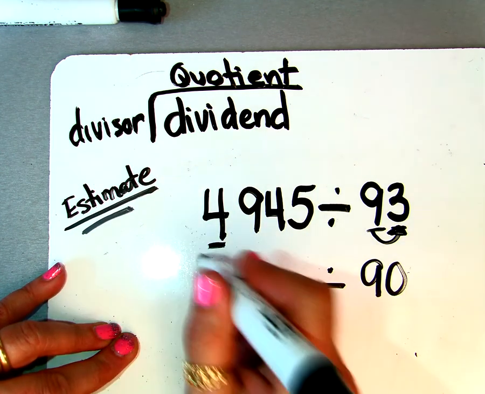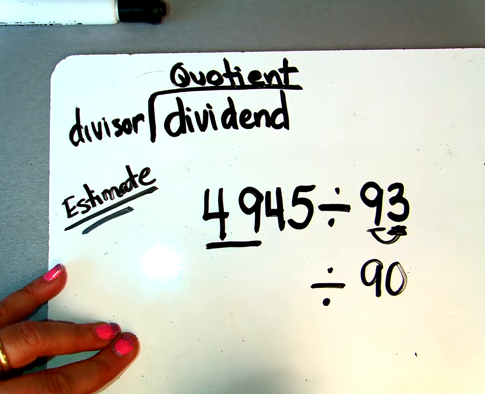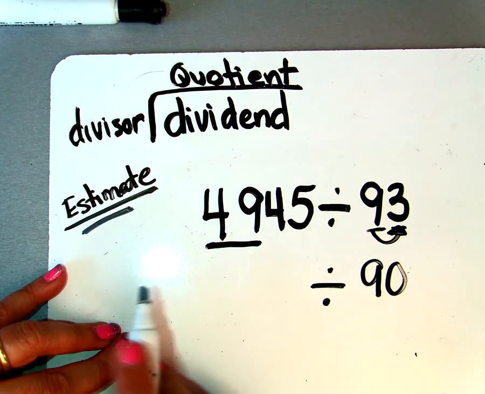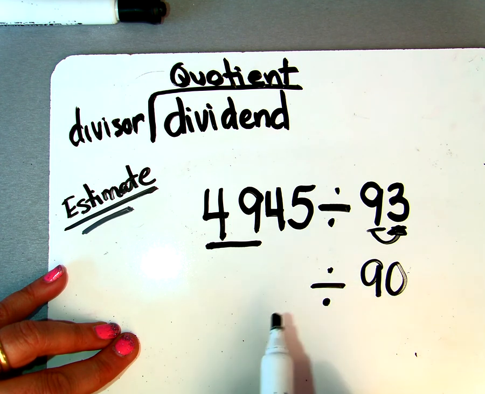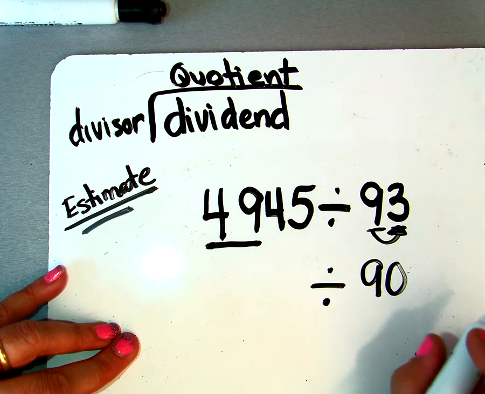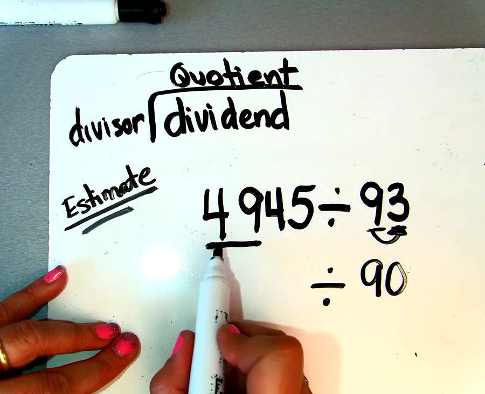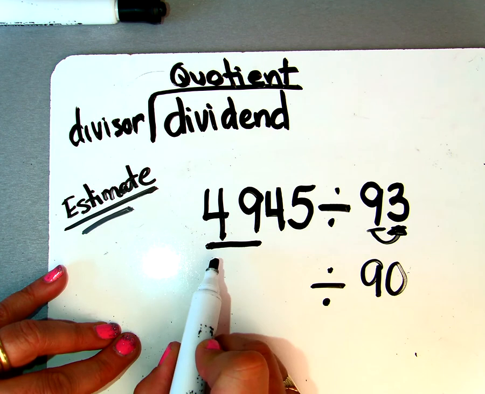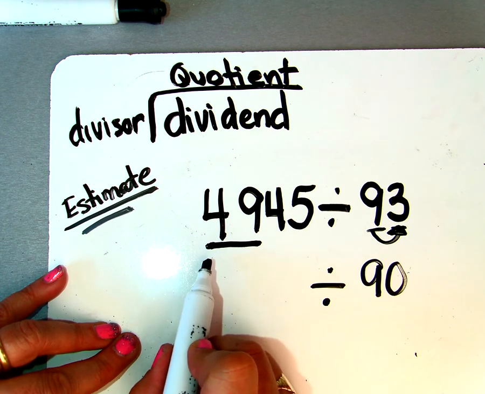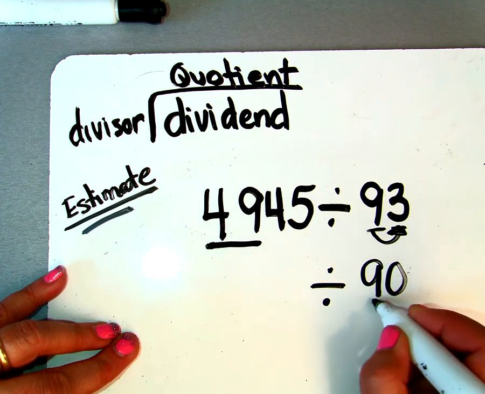So now I'm going to extend it and look at this. Now I have 49. Can I divide 49 by 9? I certainly can. But the directions were telling me they wanted me to estimate. So in order to estimate, I am going to make this what? 49, I have a 4 here. Should I stick with 49? No, I want to look for compatible.